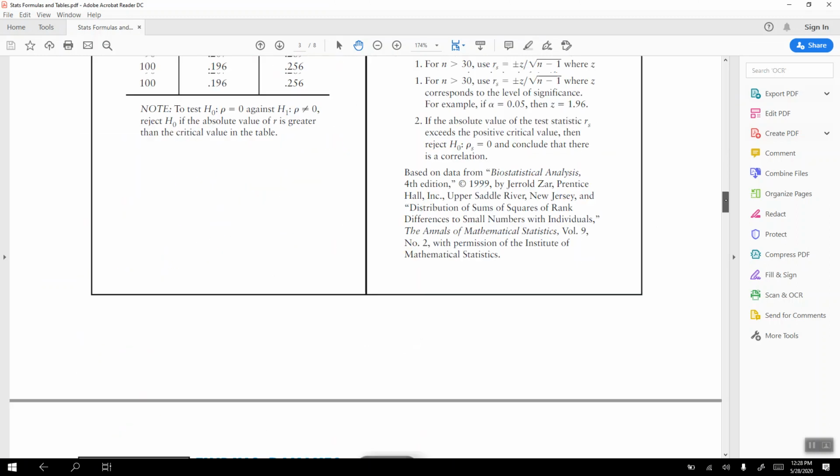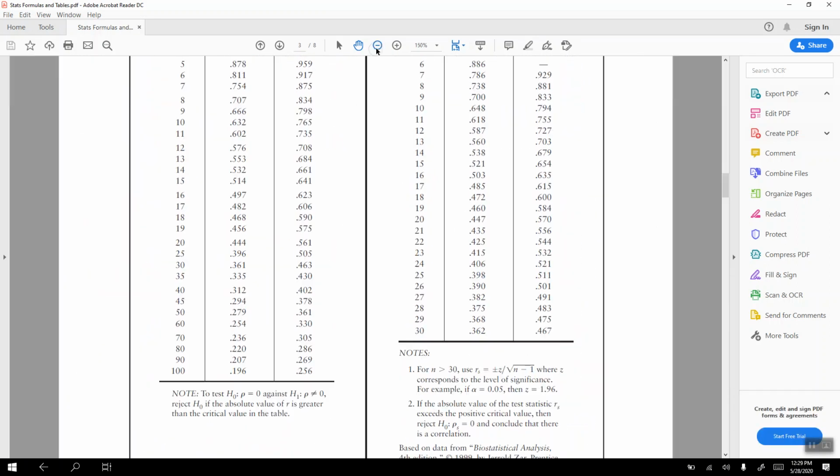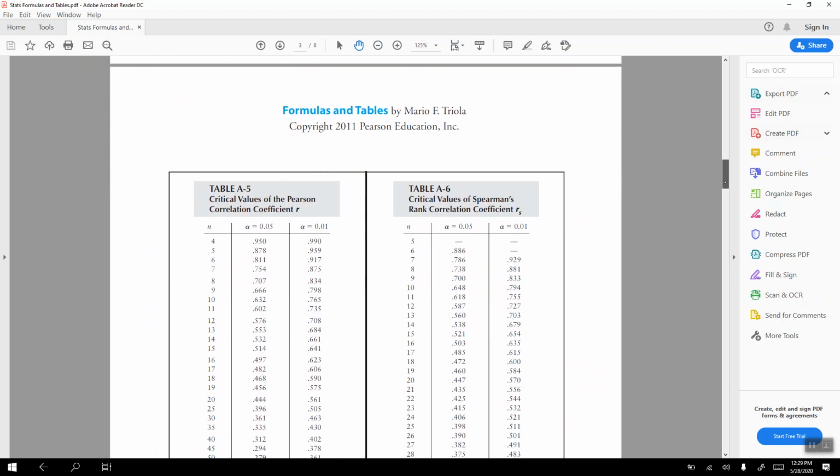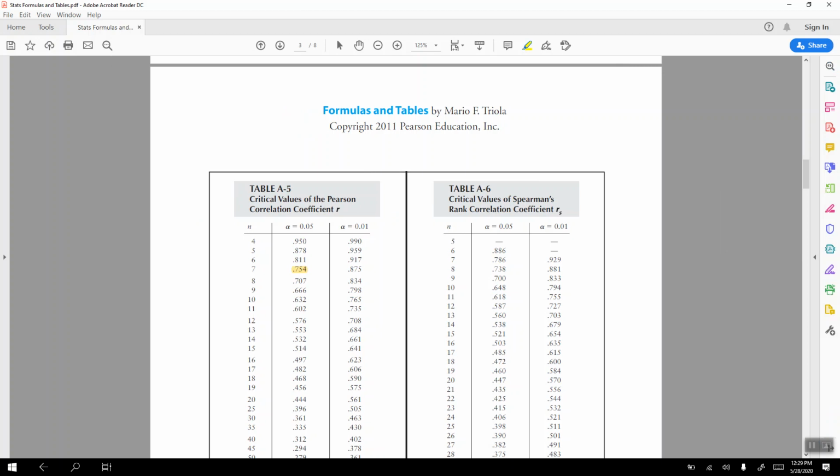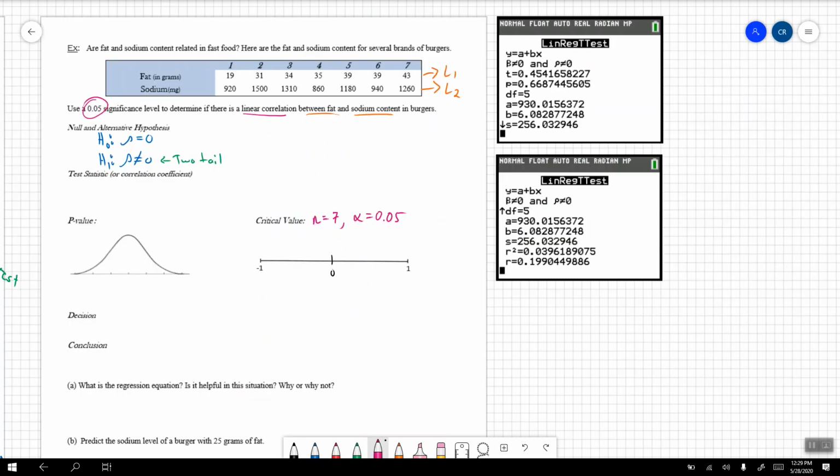All right, so let's go back to table A5. Here we are. All right, good. Now we're looking at n equal to 7. So n is equal to 7, alpha is 0.05, which means my critical value should be 0.754. So we're going to write that down on the previous screen, that way we can start working with it. Let's go back. All right, here we are.